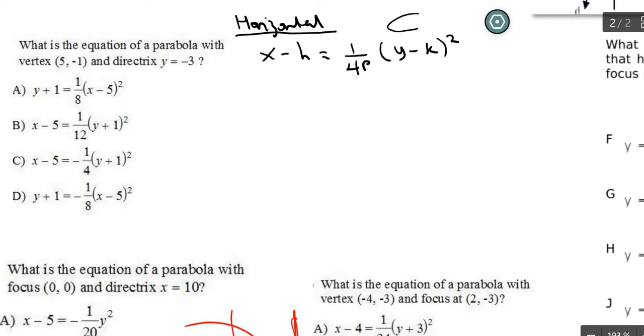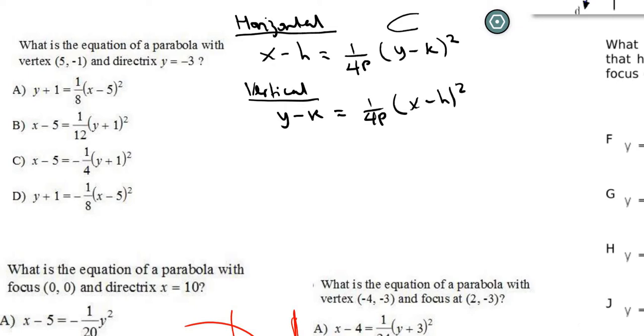But for vertical, it will look like this. For vertical, it will be y minus k equals 1 over 4p and then x minus h squared. Okay, we need to know this formula very well. Now we're going to use this formula to discover this. So we're going to do an elimination process.